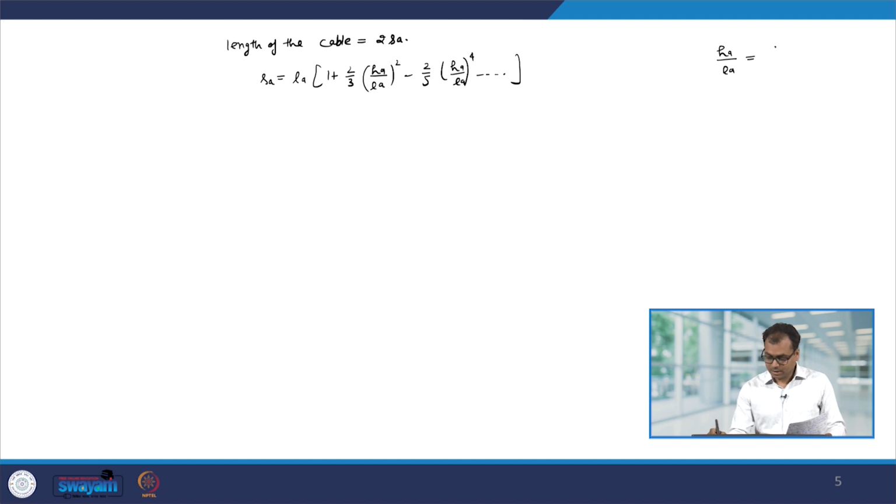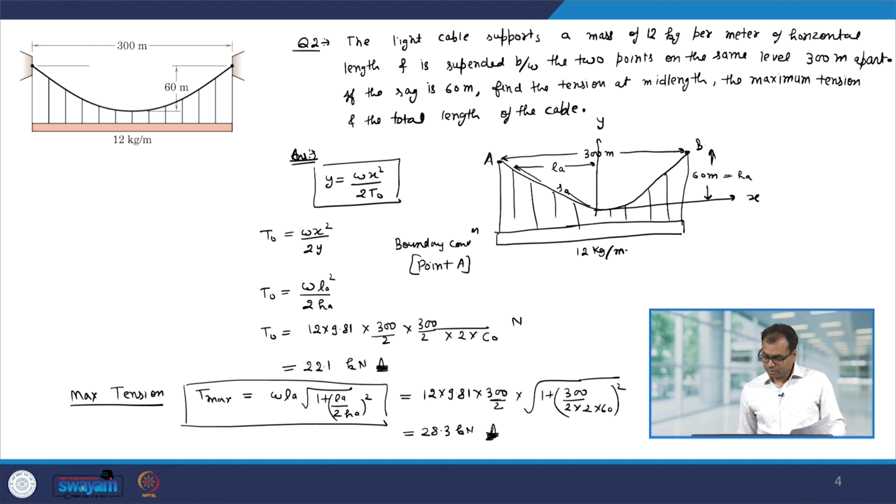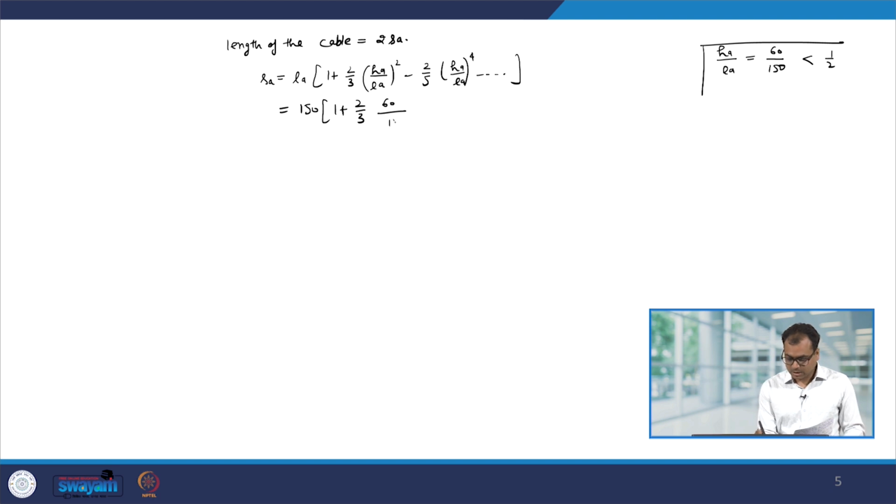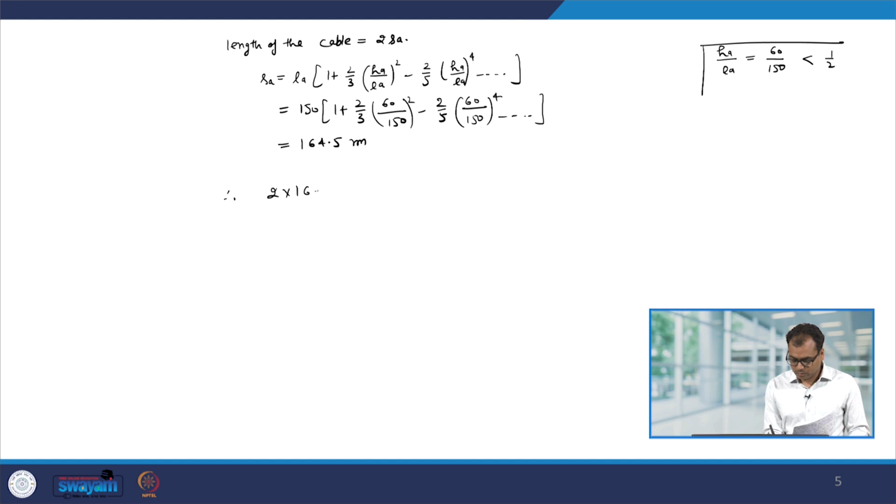So, let us see, my HA is 60 and LA is 150, and this is indeed less than half. Therefore, I can use this equation. So, this will be 150 times (1 plus 2 by 3 times (HA is 60 divided by 150) squared minus 2 by 5 times (HA is 60 divided by LA is 150) to the power 4, and so on), and this comes out to be 164.5 meter. Therefore, the length will be 2 into 164.5, which is 329 meter. Now, these two examples, as I said, were related to a uniform loading along the x direction.